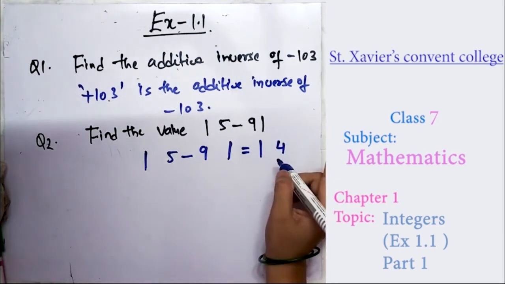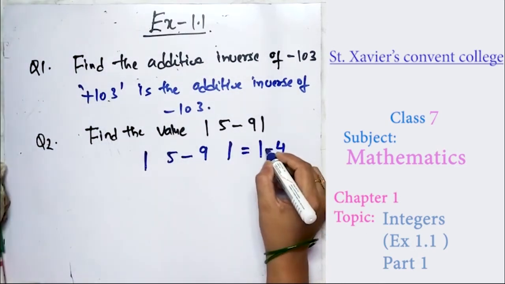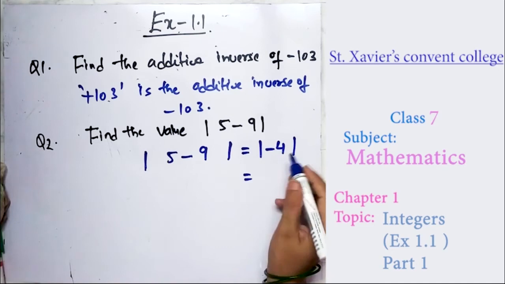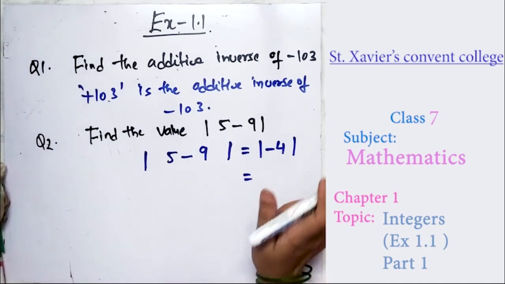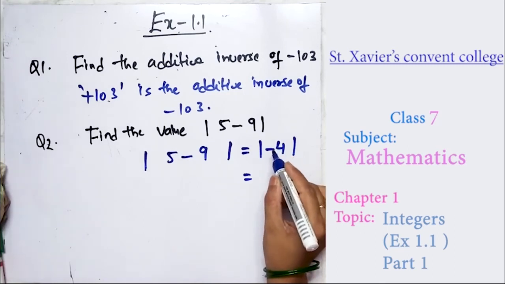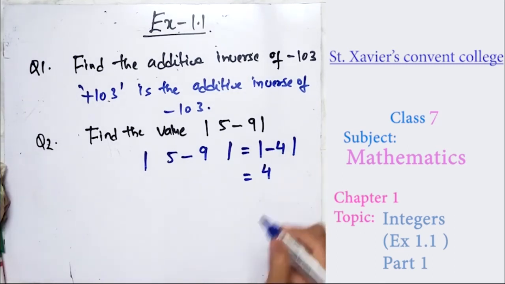Which element is the largest? That is 9, and 9 has a minus sign. As I have told you, the modulus, these two parallel lines, only works with the absolute value. It doesn't work with the signs. So the absolute value here is 4.